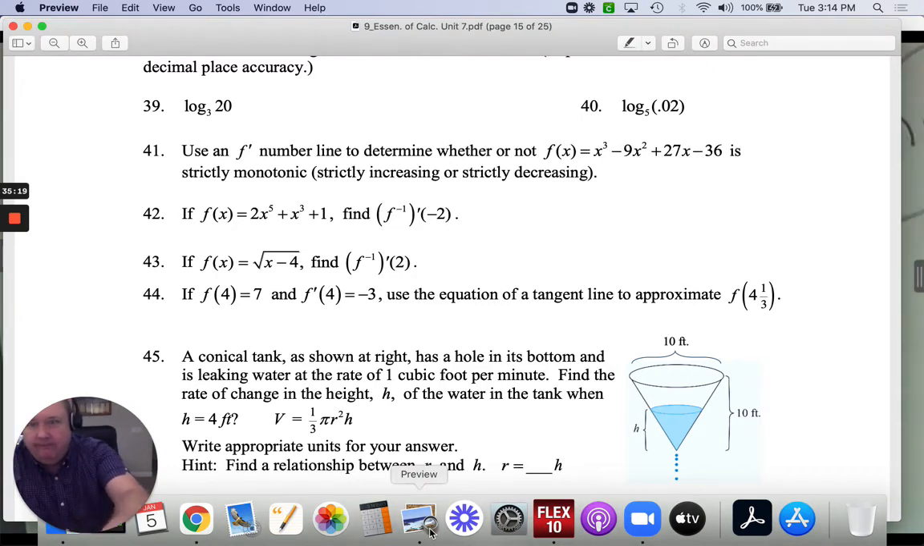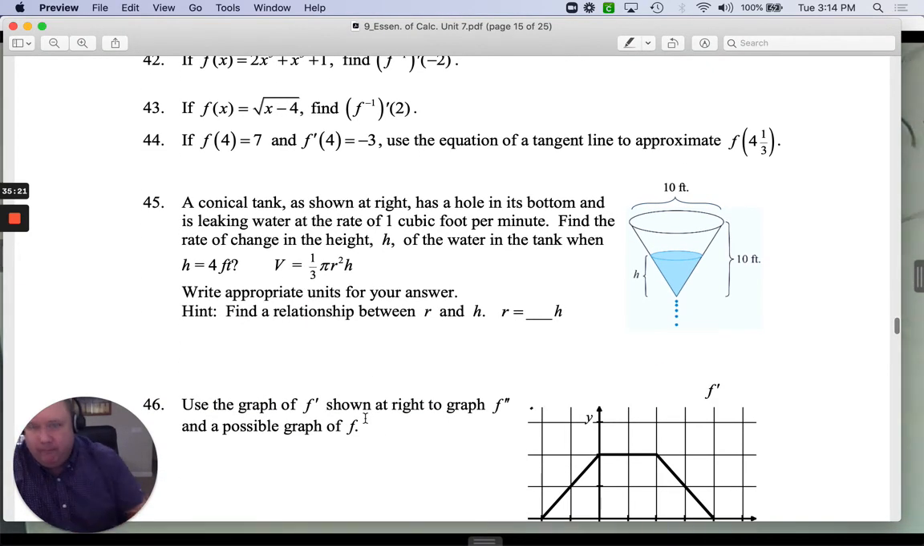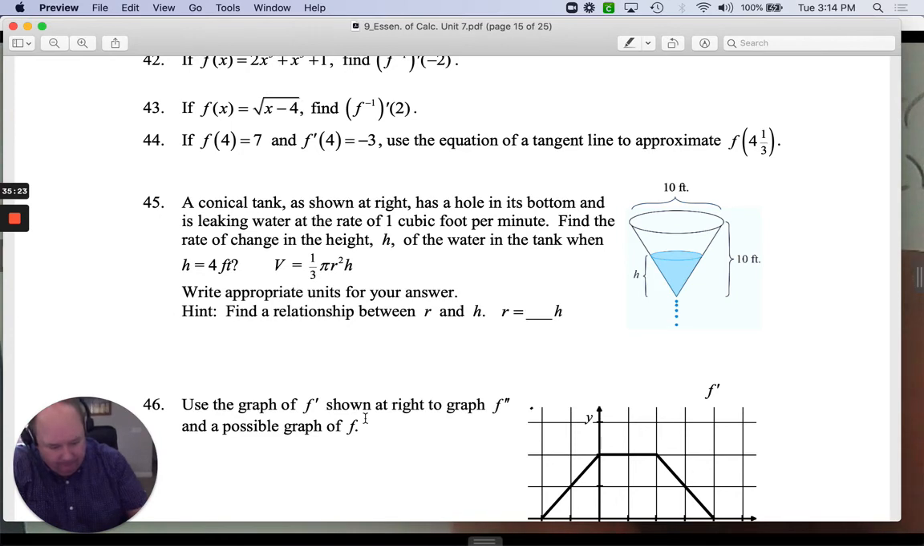3 left. All right. F at 4 equals 7. The derivative at 4 equals -3. And then it says use a tangent line approximation. That means use linearization to approximate the value of the function at 4 1/3.